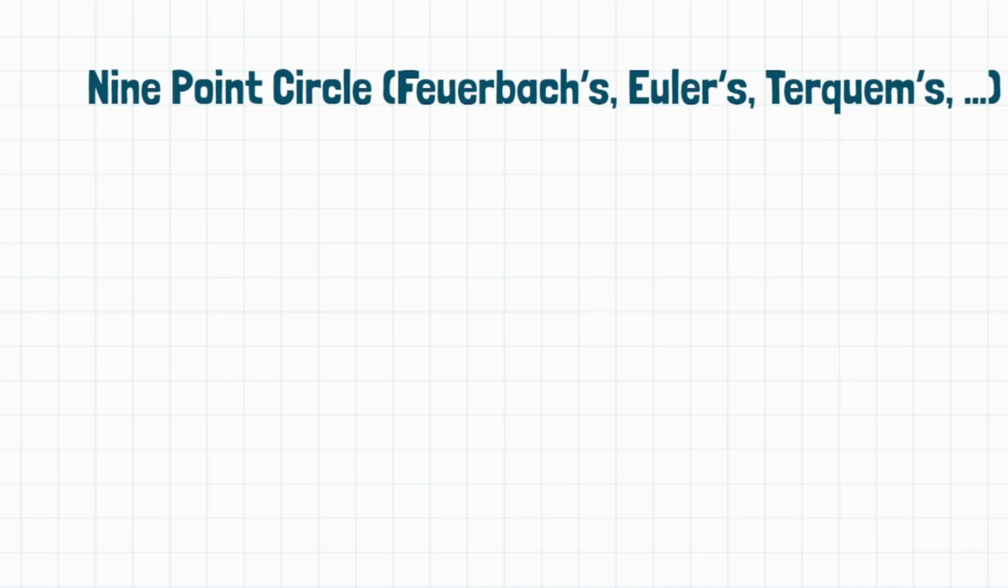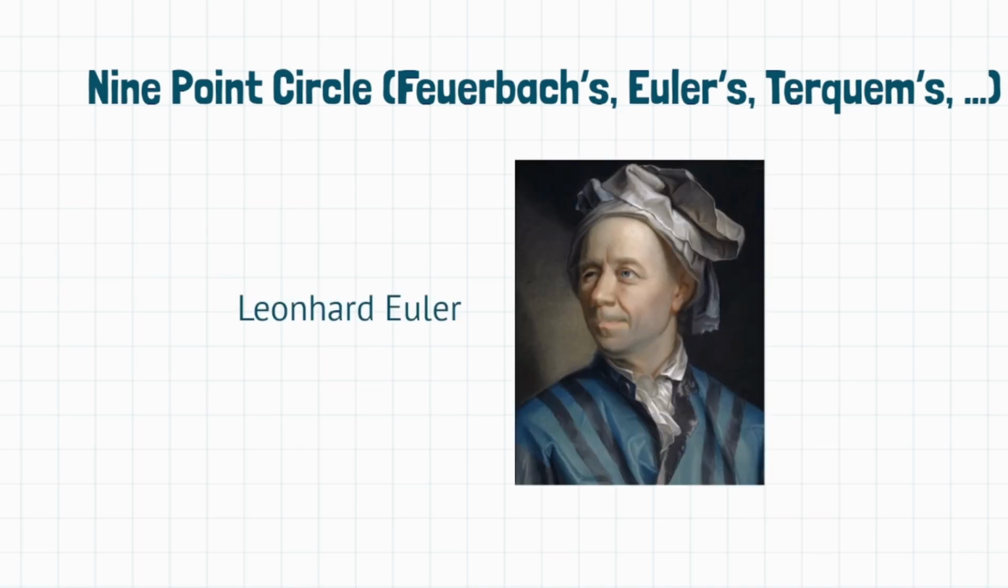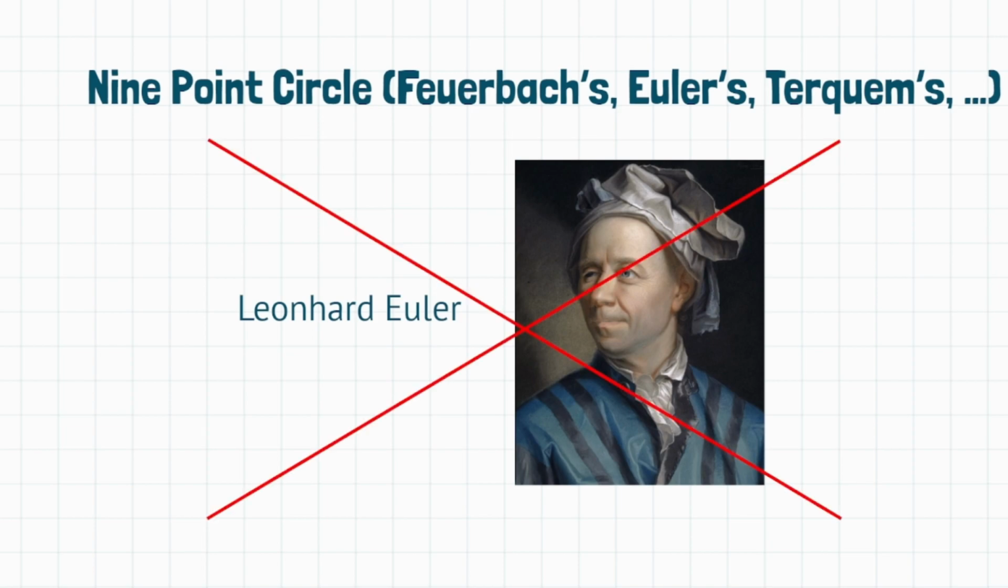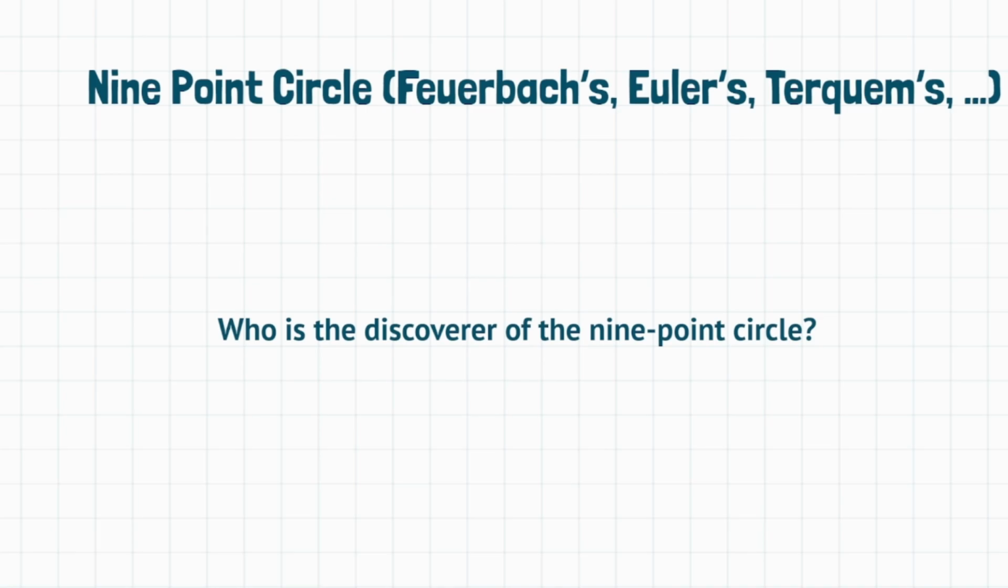Going into some background, you may be wondering why there's so many names. It was once thought that Euler was the earliest discoverer of the 9-point circle. However, this attribution was a mistake, as no one has been able to prove it. So, who is the discoverer of the 9-point circle?